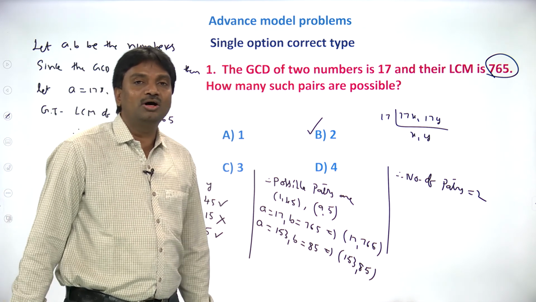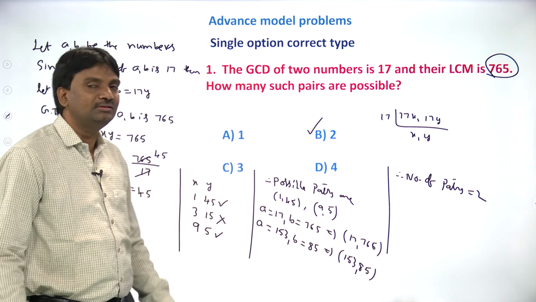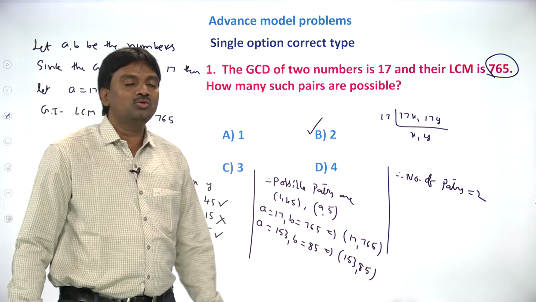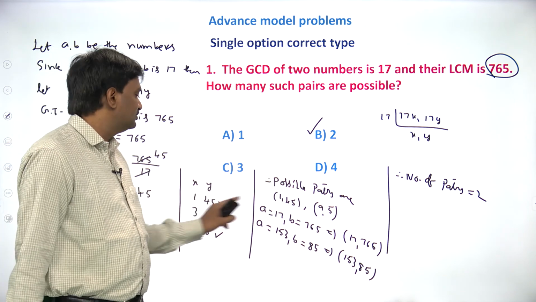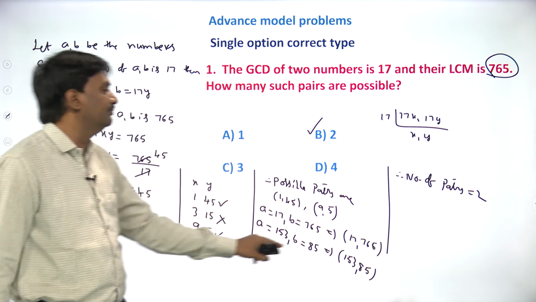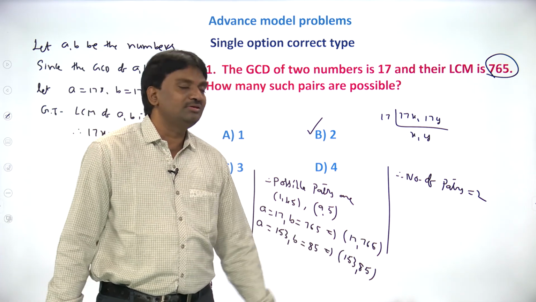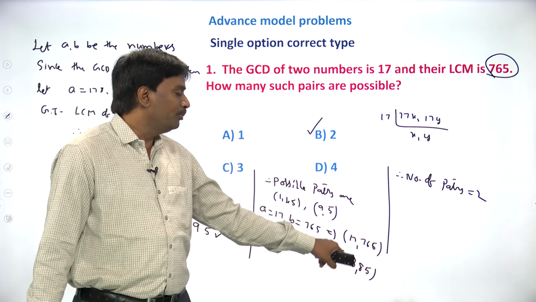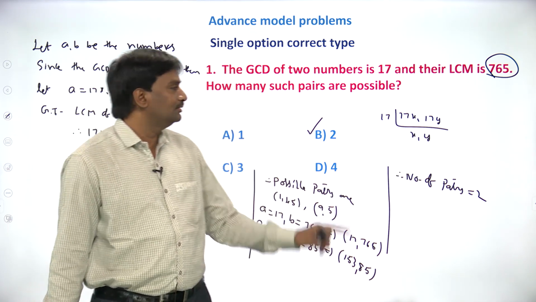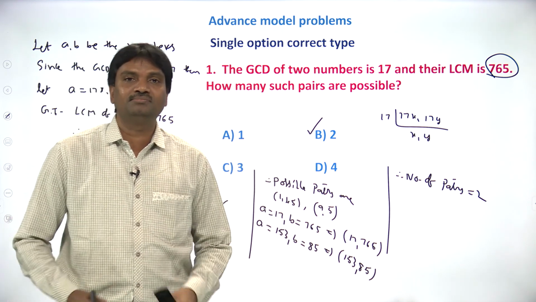By simplifying, we have got xy equal to 45. Here, the possible values of x comma y are 1 comma 45, 3 comma 15, 9 comma 5, but do not consider 3 comma 15 because they are not co-prime integers. So, possible pairs are 1 comma 45 and 9 comma 5. By substituting these values in a comma b, we have got the two numbers as 17 comma 765 and 153 comma 85. Two pairs exist. So, the number of pairs is 2. Two pairs are possible for the given problem.